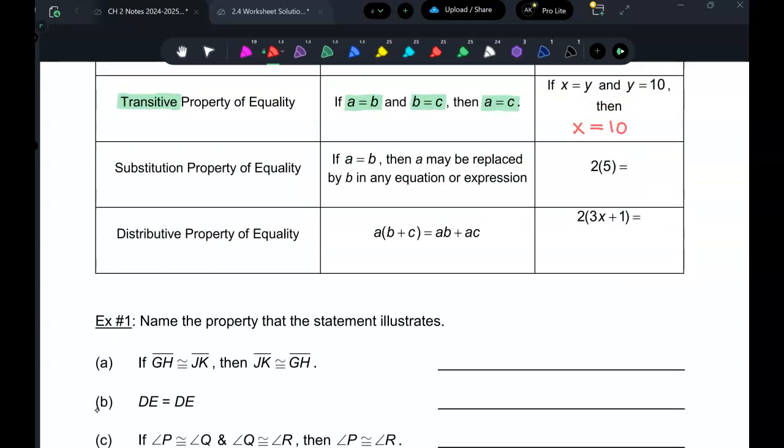Okay. We got a couple more here. Substitution. When you have substitution, it's when you replace something with its equivalent. So this is when we replace it.